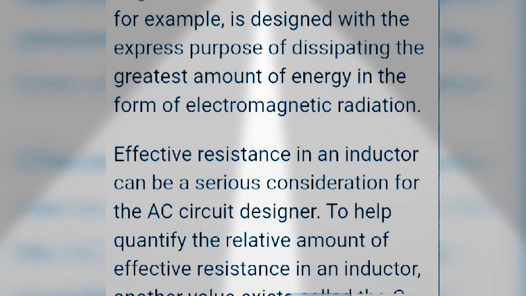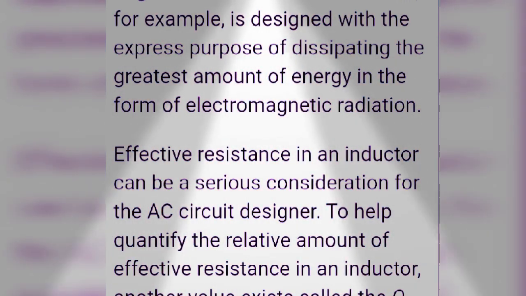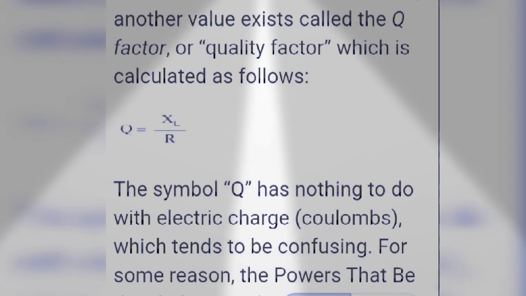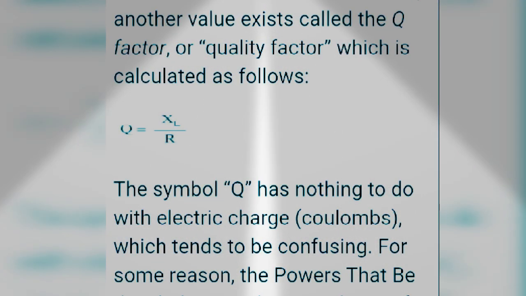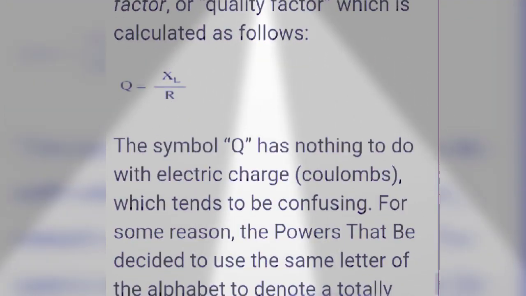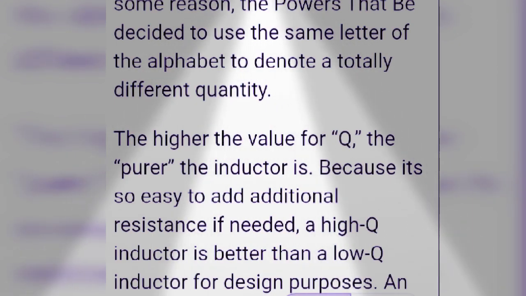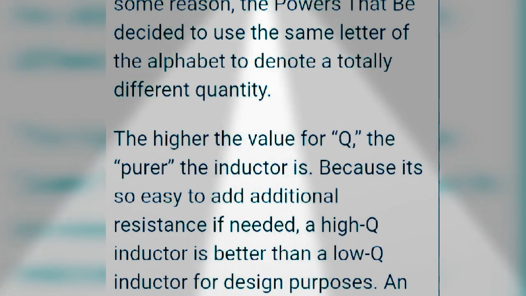Effective resistance in an inductor can be a serious issue in AC design. To help quantify the relative amount of effective resistance in an inductor, another value exists called the Q factor, or quality factor, which is calculated as follows: Q is equal to XL divided by R. The symbol Q has nothing to do with electric charge in coulombs, which tends to confuse people; for some reason the same letter of the alphabet was used to denote a technically different quantity. The higher the value of Q, the purer the inductor, because there is less additional resistance. You would want a high Q inductor rather than a low Q inductor for a design purpose.